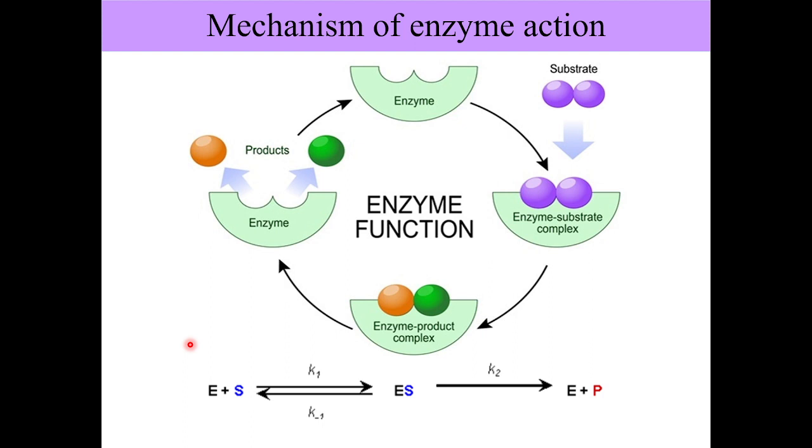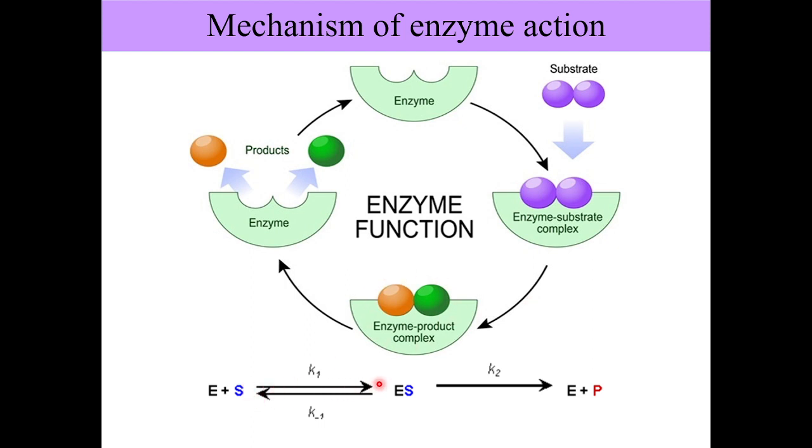Excuse me. So this is the mechanism of enzyme action. So let us look at this. This is an enzyme, and to the active site of the enzyme, we can see that this particular substrate molecule has been bound. Okay, then what happens? This is converted into product.